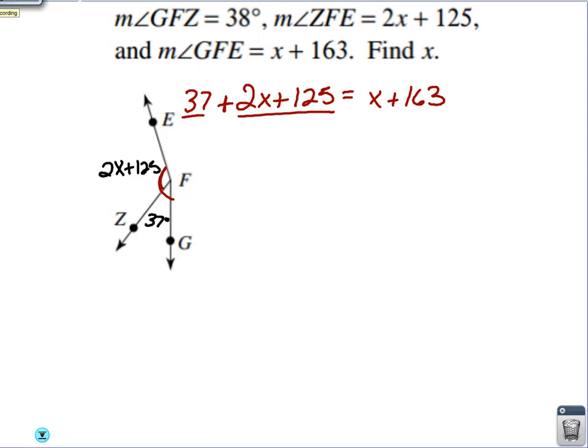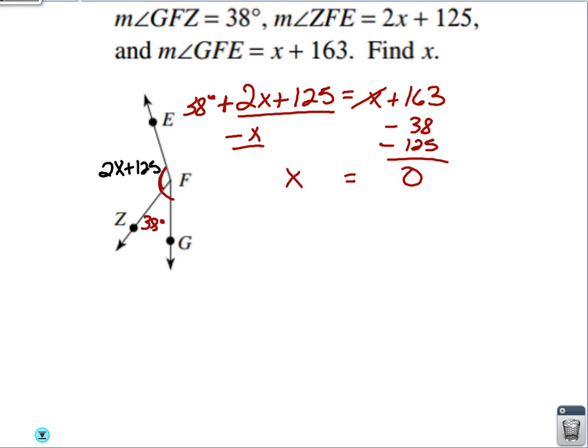My bad. Let's try that again. 38 degrees. Thank you very much. That would have been better. So we want all of our x's on one side. Here's an x, move it over here: minus x. Mark it out. 38 and 125, let's move it over here by doing minus 38 and minus 125. And I think you actually get 0 when you subtract those. So we get x equals 0.